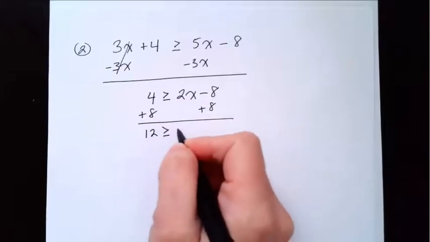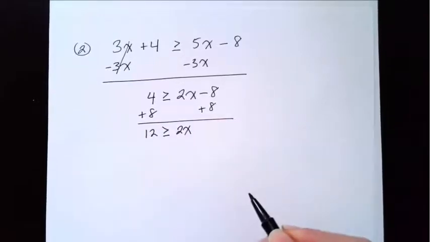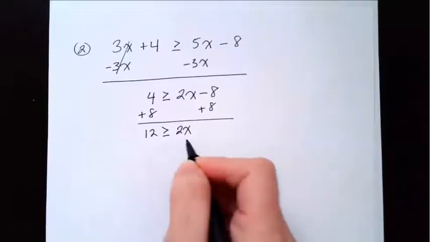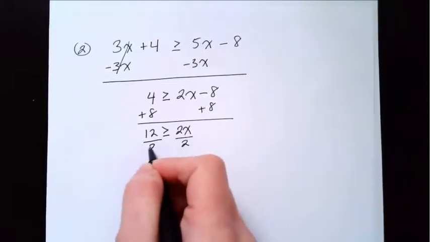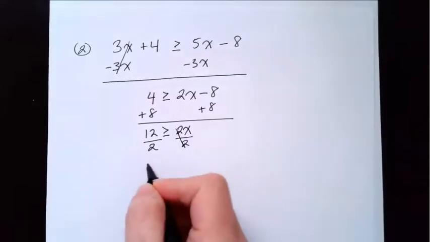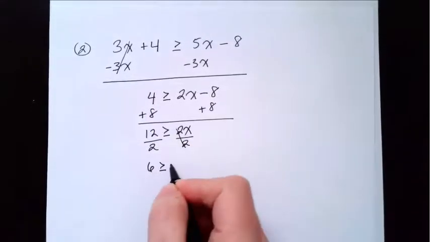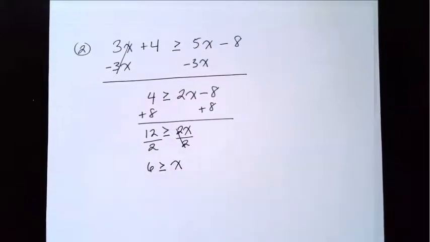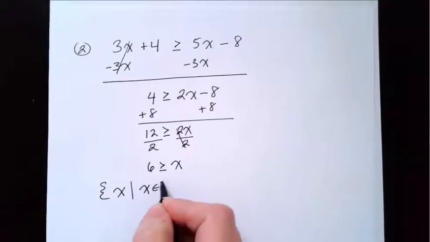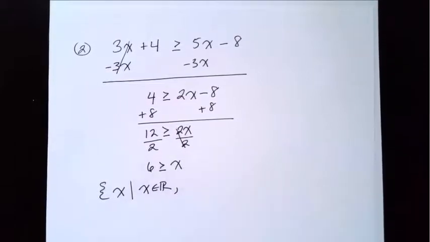12 is greater than or equal to 2x. And notice that my coefficient is positive, so I'm dividing by 2 and dividing the other side by 2. 6 is greater than or equal to x. So this would be my solution. And I will write that in 3 ways. First, set builder notation. The set of all x, my variable, such that x is a real number. And then I could just rewrite my inequality statement.